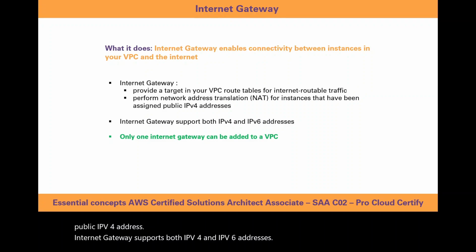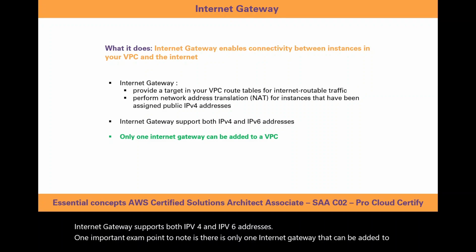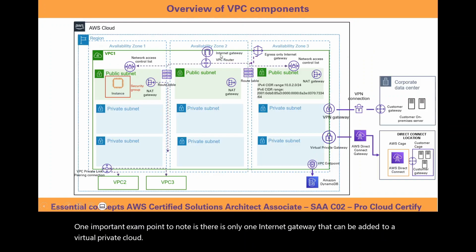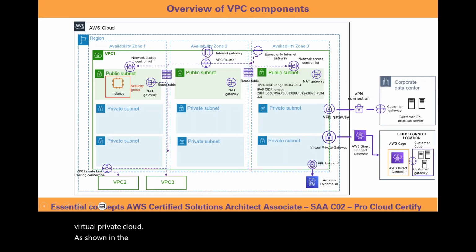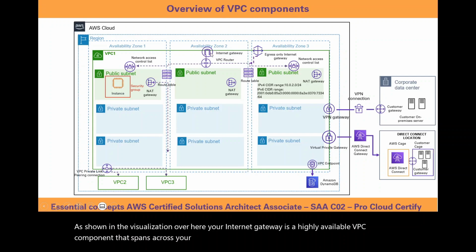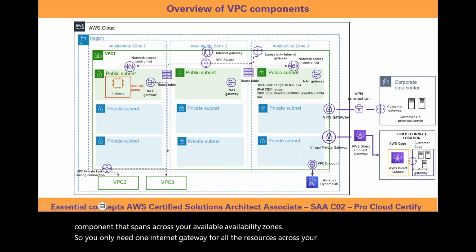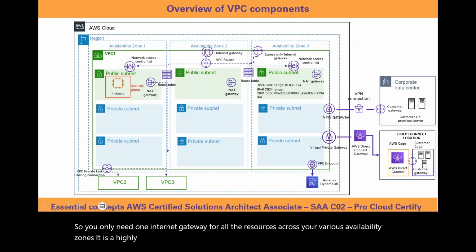One important exam point to note is there is only one Internet Gateway that can be added to a virtual private cloud. As shown in the visualization over here, your Internet Gateway is a highly available VPC component that spans across your availability zones. So you only need one Internet Gateway for all the resources across your various availability zones. It is managed completely by Amazon Web Services, and you do not need to worry about it failing or being highly available.